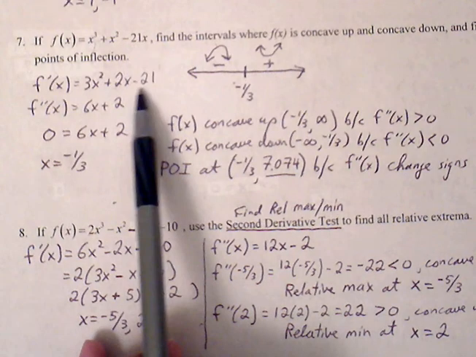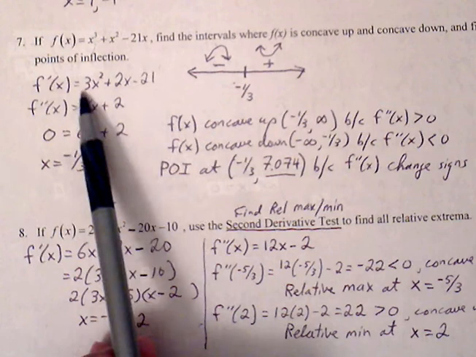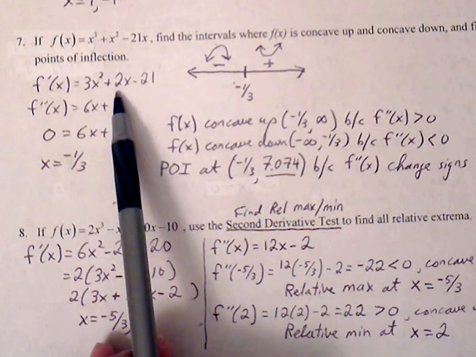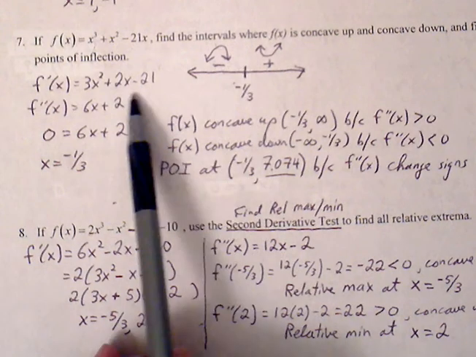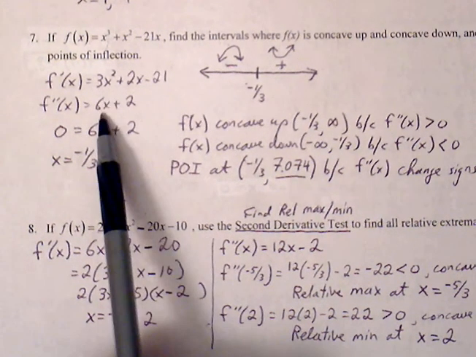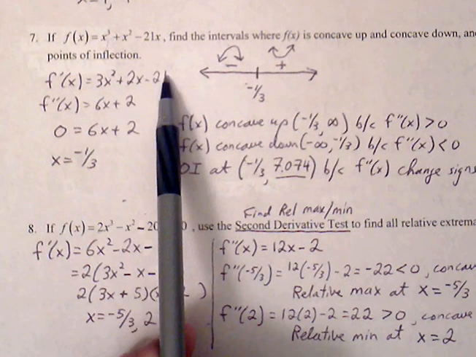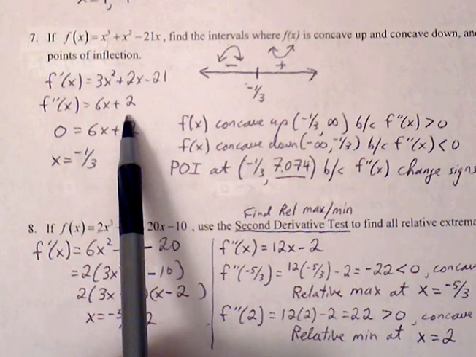21x becomes 21. We keep going because if we stop here and find critical values, then we'll be looking at potential where the slope is 0. But this is asking for concavity, so we're going to keep going and find the derivative once again. So 3x squared becomes 6x. 2x becomes 2. 21 goes to 0. Now we can find critical points. Now we're down at the second derivative level.